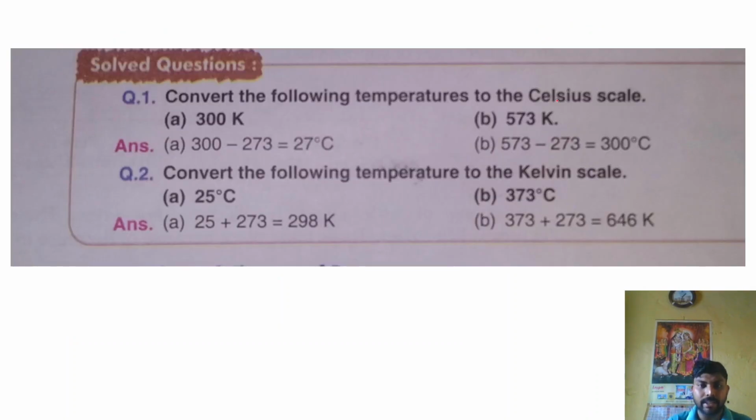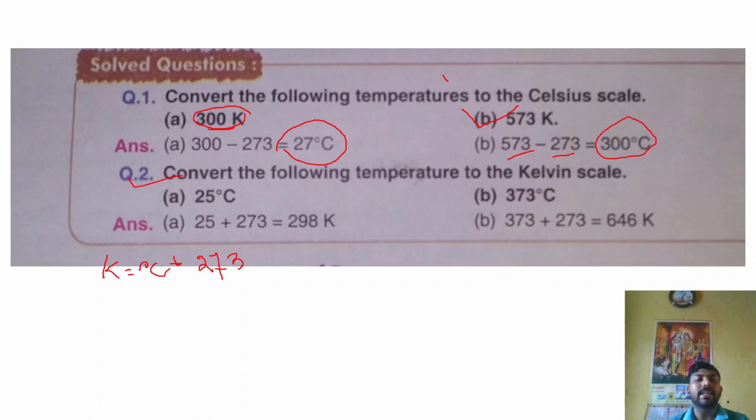Next, 2 examples are given here: convert the following temperatures into centigrade. The Kelvin scale is given and we have to convert into the Celsius scale. If it is 300 Kelvin, you just use the formula Kelvin equals degree centigrade plus 273. Since the Kelvin temperature is already given, we put 300 in the Kelvin place and we get 27 degree centigrade. Similarly, for 573 Kelvin, you just subtract 273 from 573 and you get 300 degree centigrade.